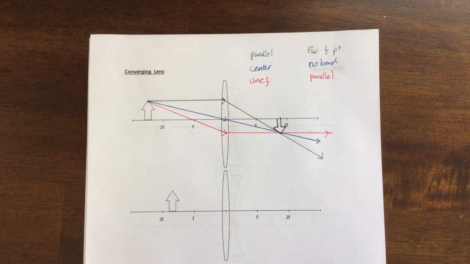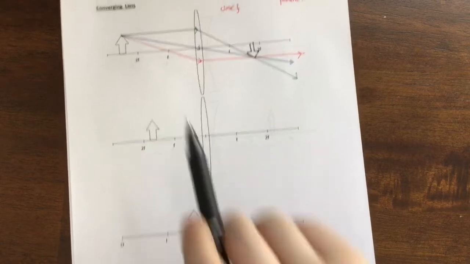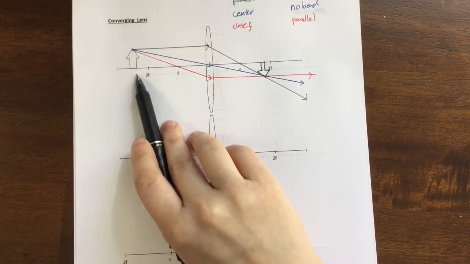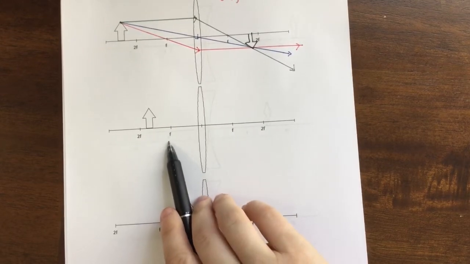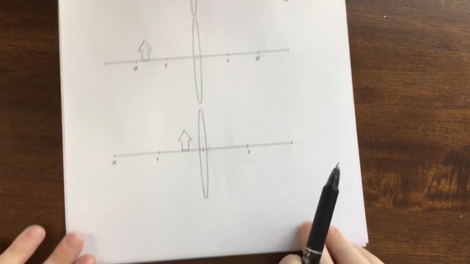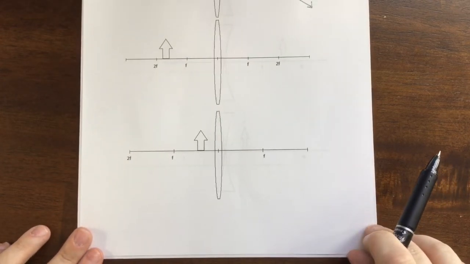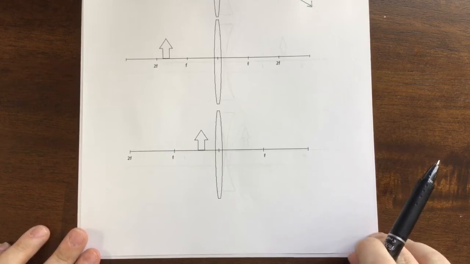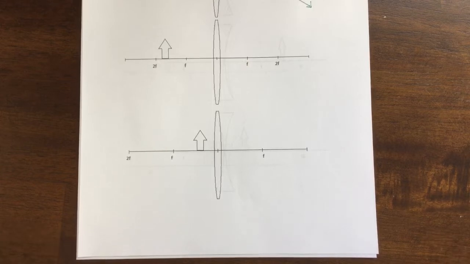On this, we've placed the arrow at 3 different positions. We have beyond twice the focal length, between twice the focal length and the focal length, and in front of the focal length. These are the 3 scenarios that you'd want to be able to draw for each type of lens or mirror. This one on the bottom is a little different from the top. Let's go through it together.